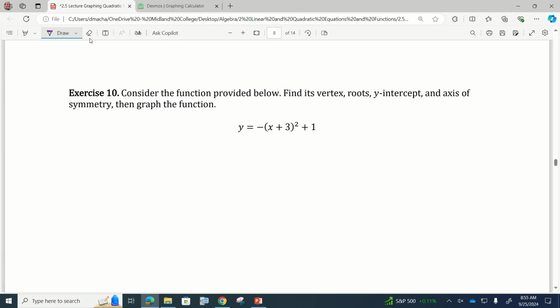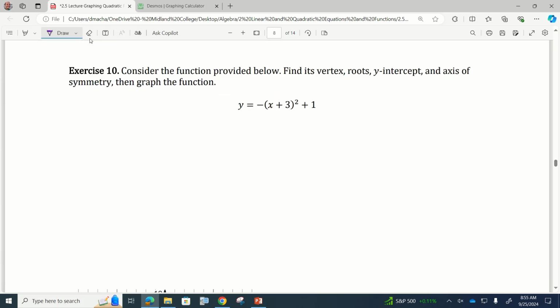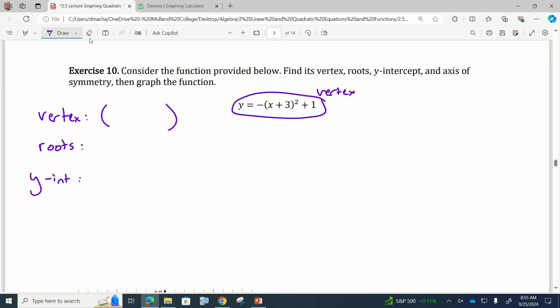Let's do one where we start from vertex form. Notice vertex form here. And we're going to do the same thing. I'm going to find the vertex. I'm going to find the roots. I'm going to find the y-intercept. I'm going to find the axis of symmetry and then the symmetric point, and then I'll graph the function. I can tell what my vertex is by looking at it. What's my vertex? Perfect. -3 and +1.